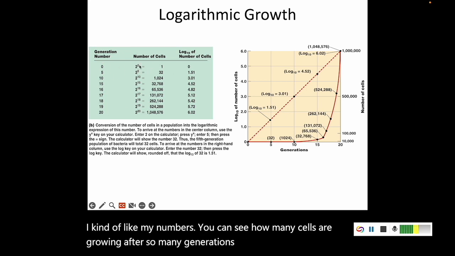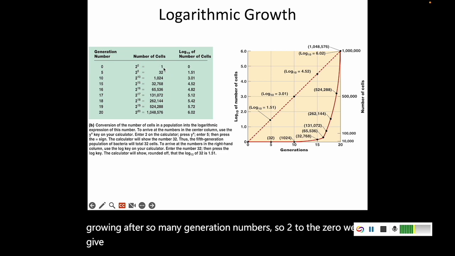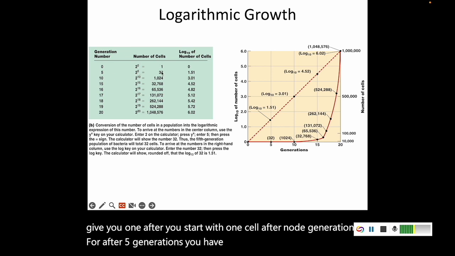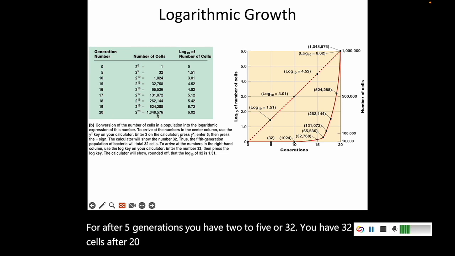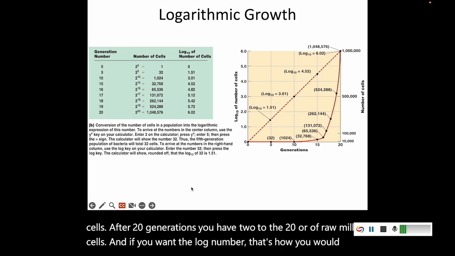So 2 to the 0 will give you 1, after you start with one cell and no generations. After 5 generations, you have 2 to the 5, or 32 cells. After 20 generations, you have 2 to the 20, or over a million cells. And if you want the log number, that's how you would graph it.